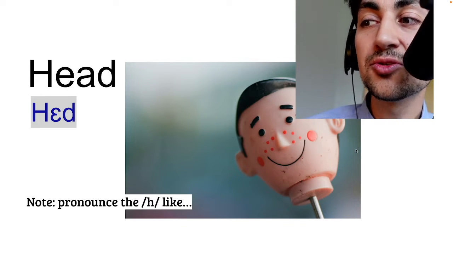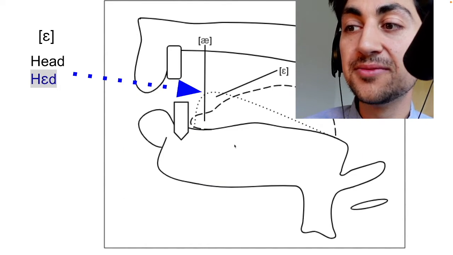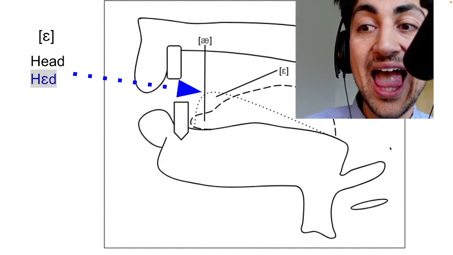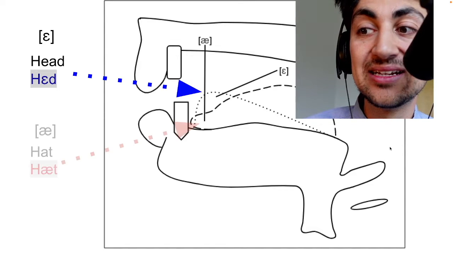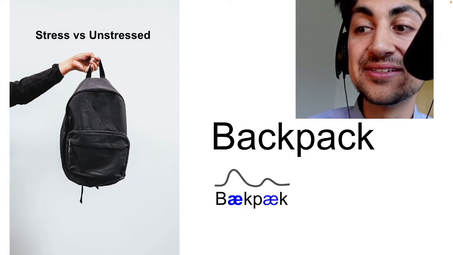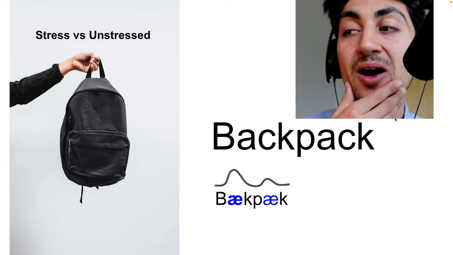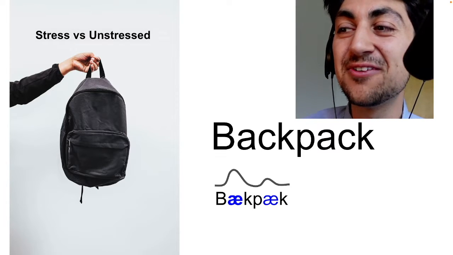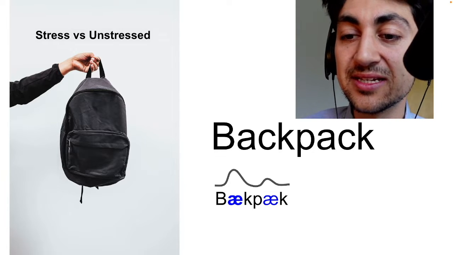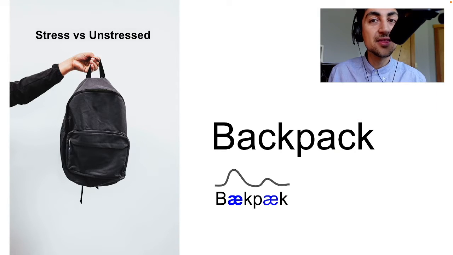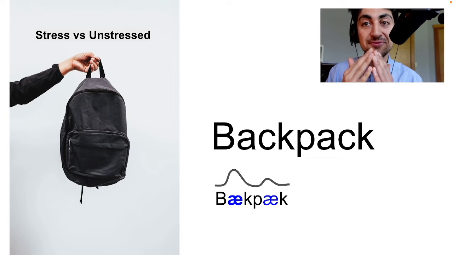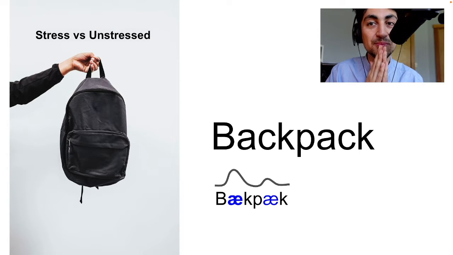All right. So good. That is looking at that difference here. Head, had. Okay. Now let's look at another feature of this vowel. This is not really with this vowel. This is with any vowel, but we can introduce this idea here. There are going to be words that have this vowel. Let's look at the word backpack.